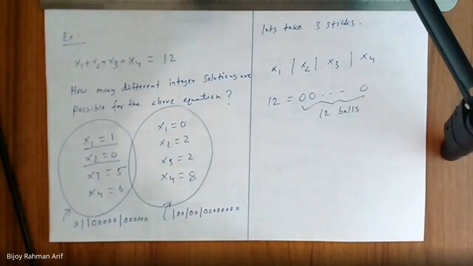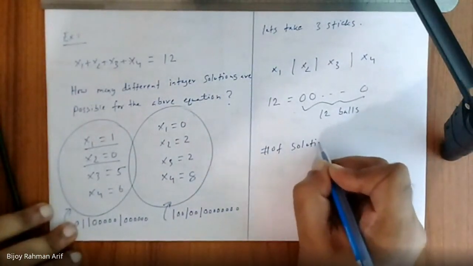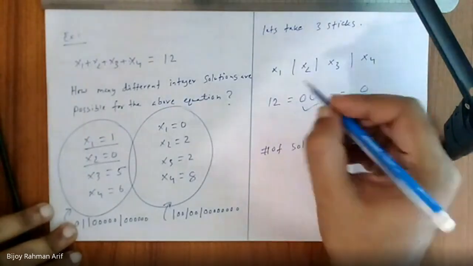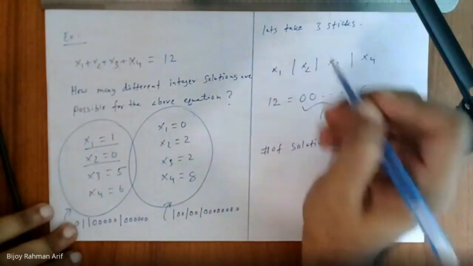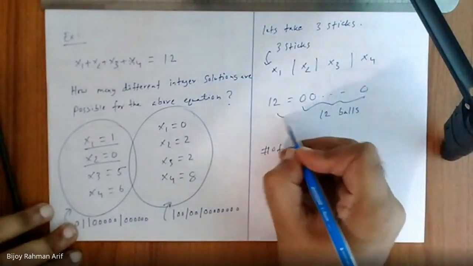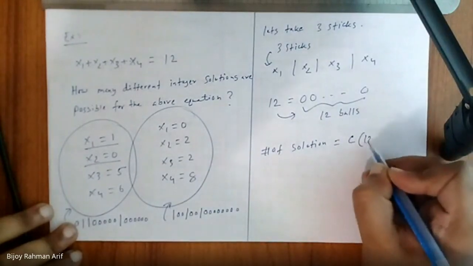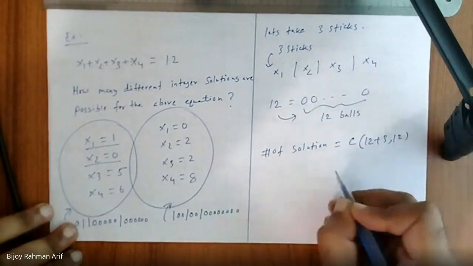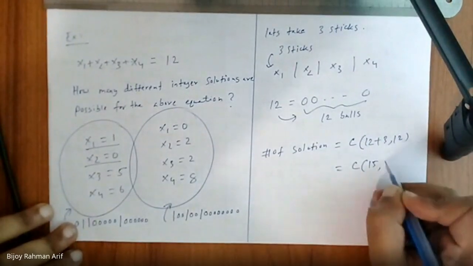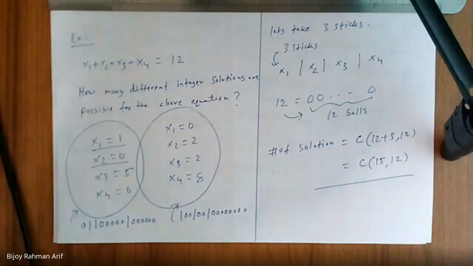So what will be the answer? Number of solutions is what? So it is nothing but 3 sticks, 12 balls. The solution is equal to what? C(12 plus 3, 12). Nothing but C(15,12). So this is the answer. Did you understand this problem? Tell me. Yes, sir. Okay, sir. এবার প্রবলেমটাকে আরো কঠিন করব। I will make it harder.